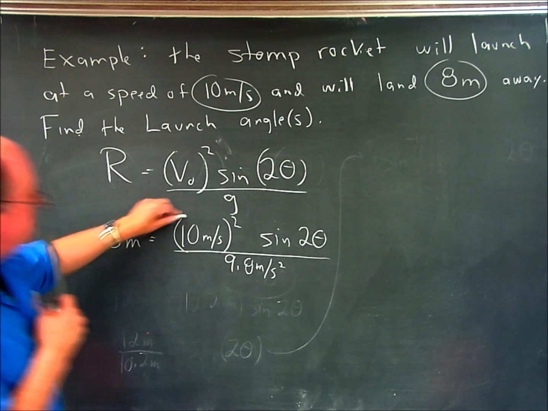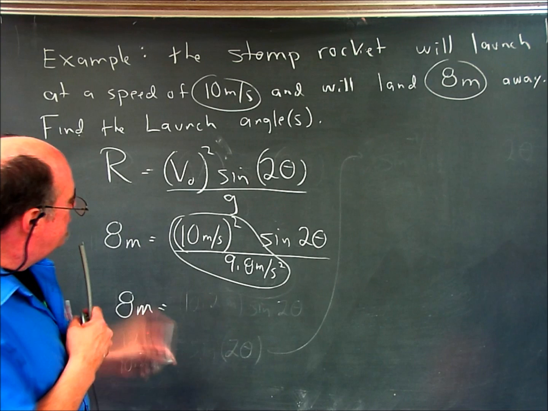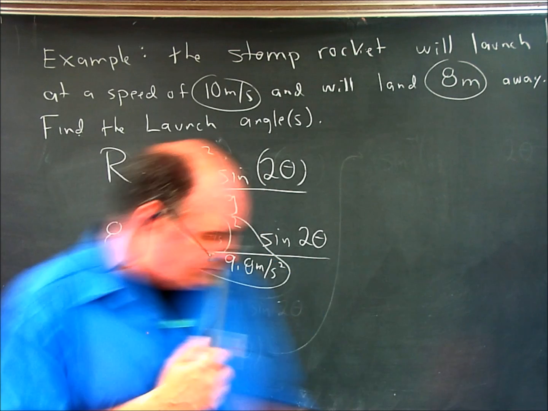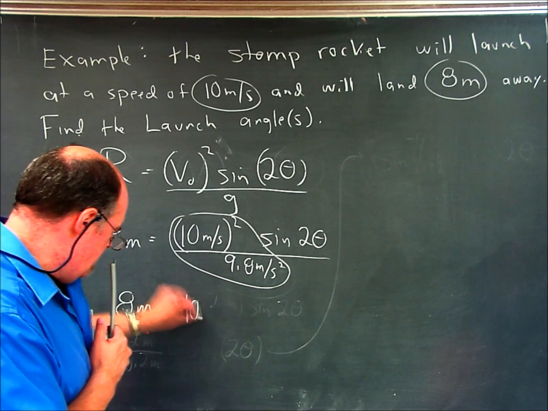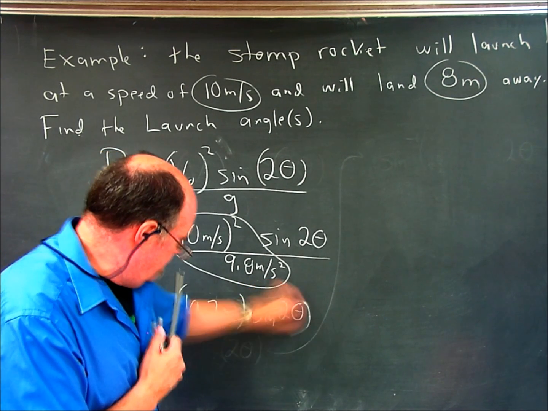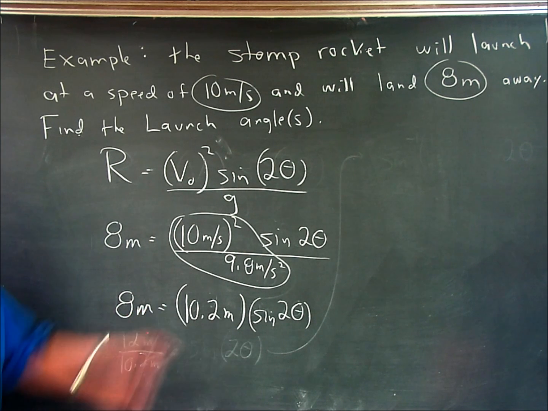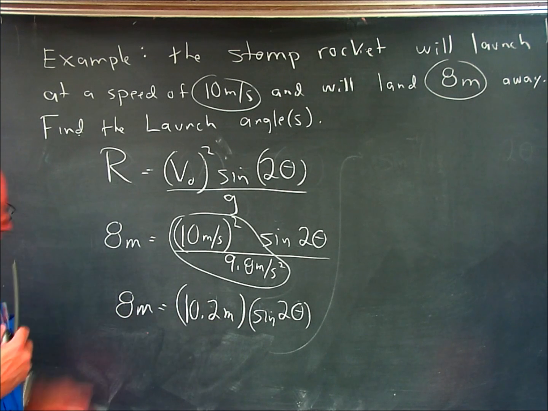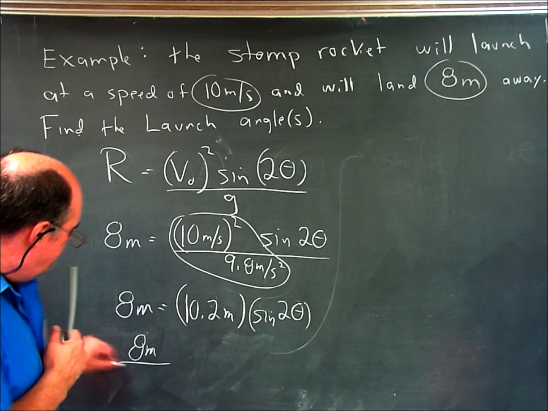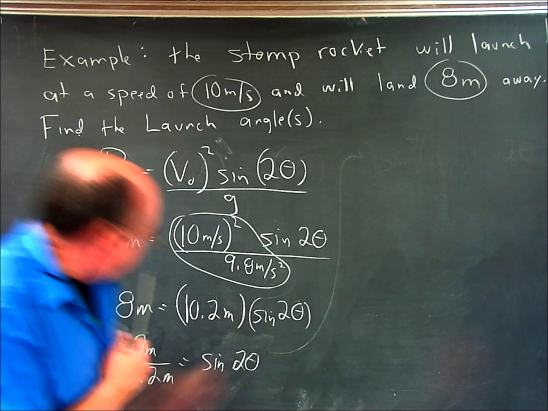So if I just do this math right here for a moment, I'm going to get 8 meters is going to equal, now let me do that piece on my calculator. And that comes out to be 10.2 meters times the sine of 2 times the angle. Okay. So now what I can do is get the angle by itself. I'll divide both sides, so it's 8 meters over here, divided by 10.2 meters, equals the sine of 2 times the angle.